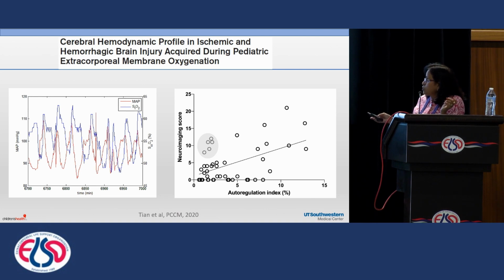These were patients who, of the 5 patients, 4 of them were cancer patients, and 1 of them was a neonate with GBS meningitis that we didn't know about prior to putting the kid on ECMO. But otherwise, it seemed like the autoregulation index correlated with neuroimaging scoring.